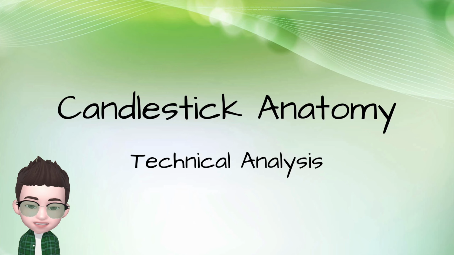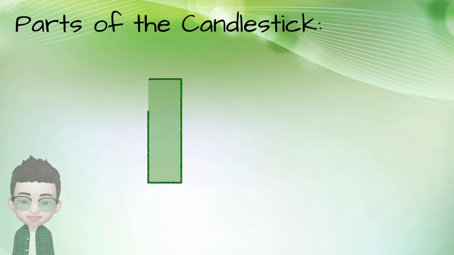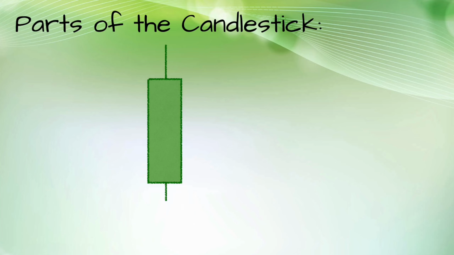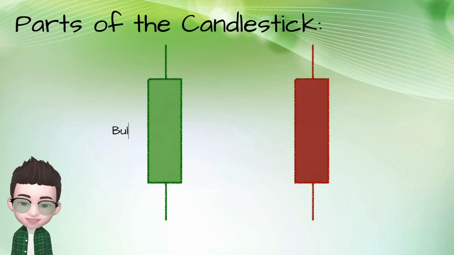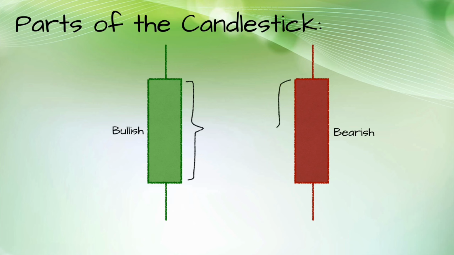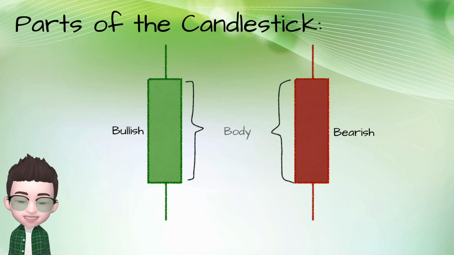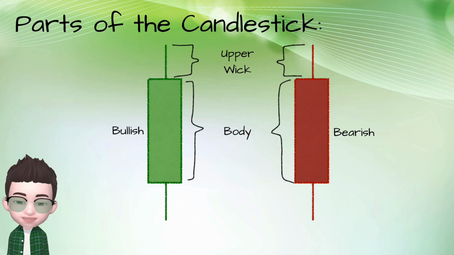Candlestick anatomy. Alright, so let's discuss the parts of the candlestick. The green candle is called bullish, while the red candle is called bearish. The middle shaded parts are called the body. These are the upper wicks, and these are the lower wicks.